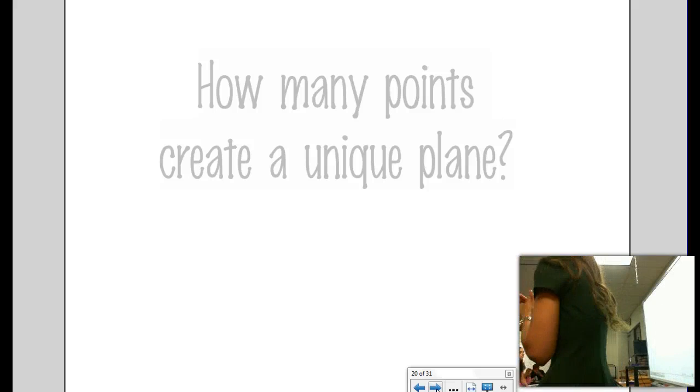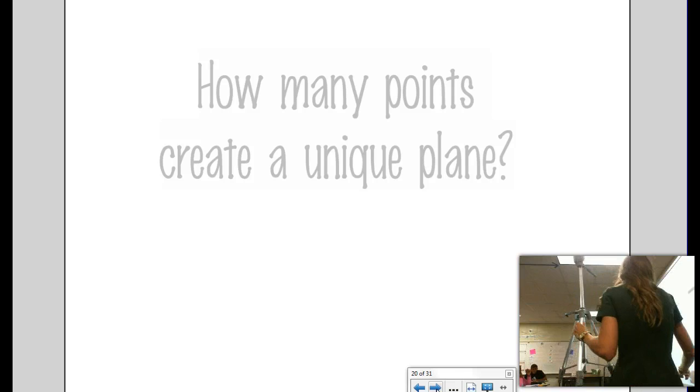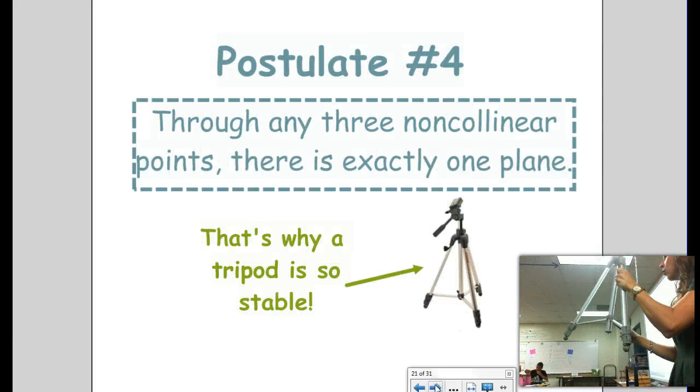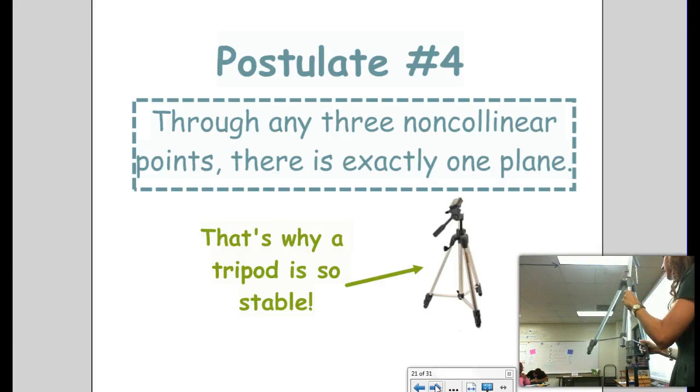Okay, one more visual I want to show you with this postulate, because I already have this up here. What's this called? A tripod. Now, why is it called a tripod? Why does it have 3 legs? Why doesn't it have 5 legs or 8 legs or 9 legs? Because tri means 3.